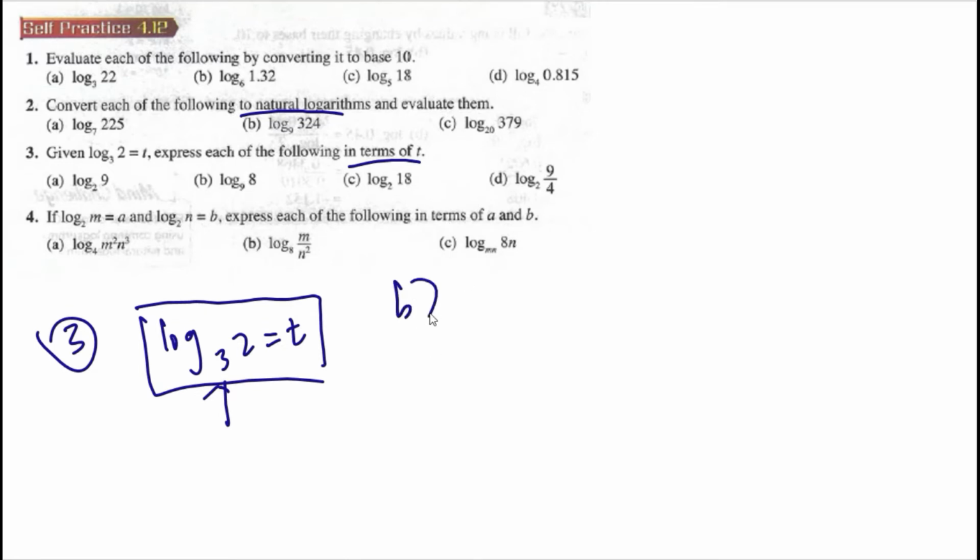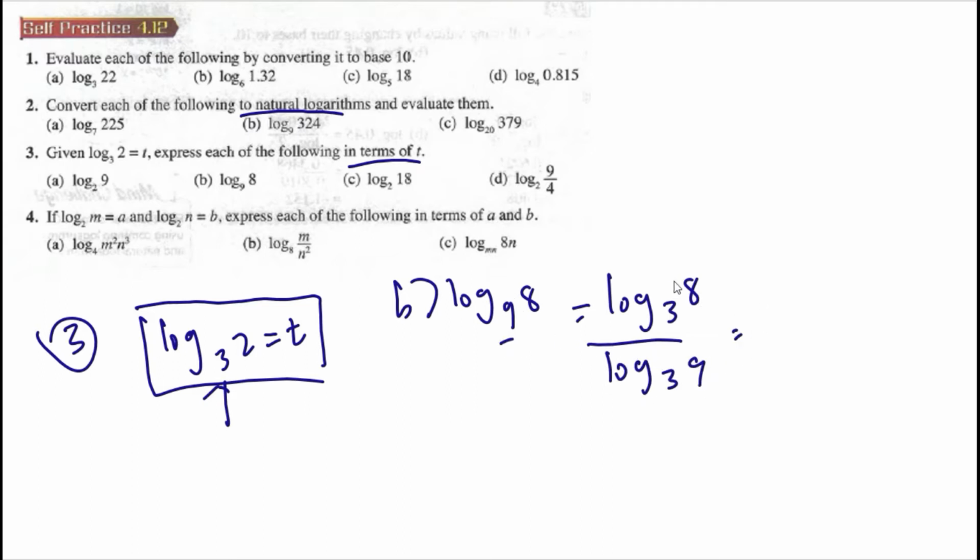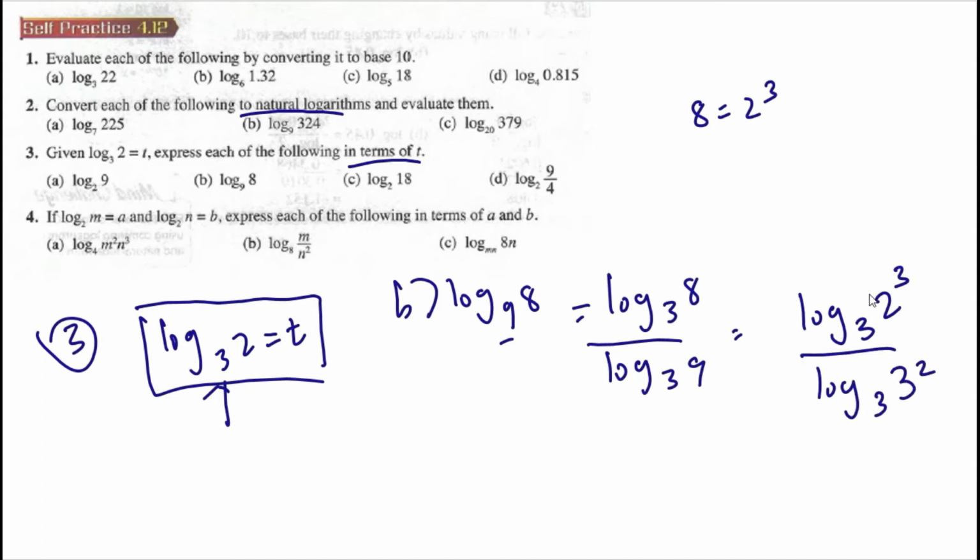And then b is equal to log 9 8. Again, we want to change the base to base 3. So log 3 8, back, over log 3, front, which is 9. We have 8 is equal to 2 to the power of 3. So log 3 2 to the power of 3, and log 3 3 squared.